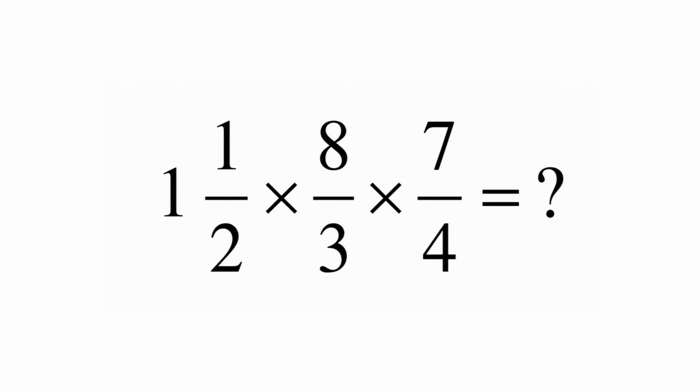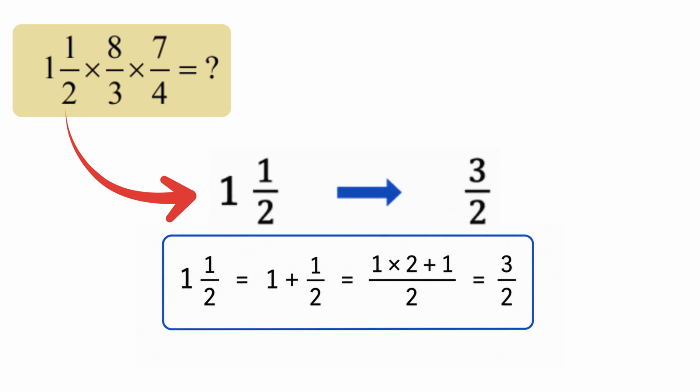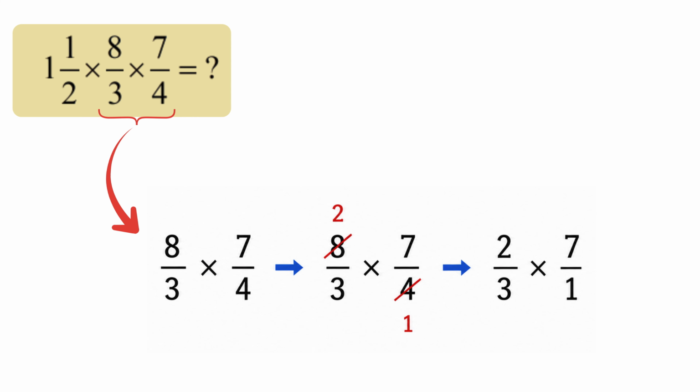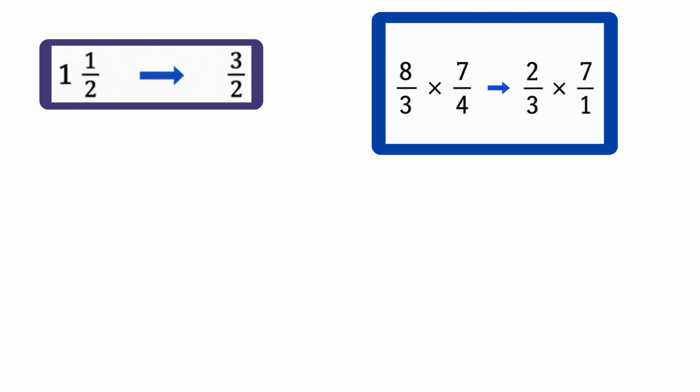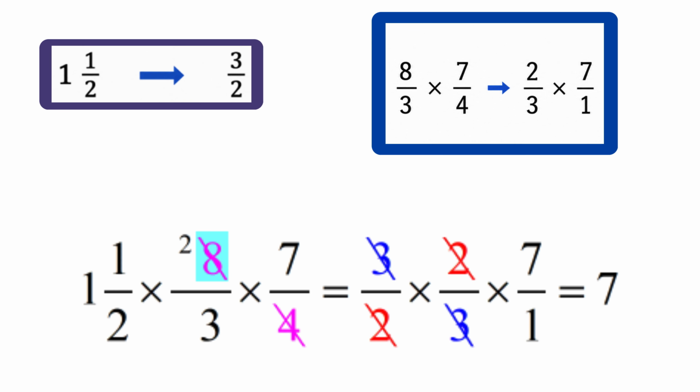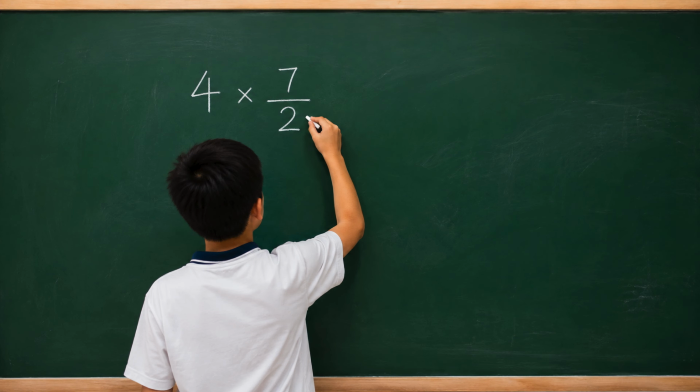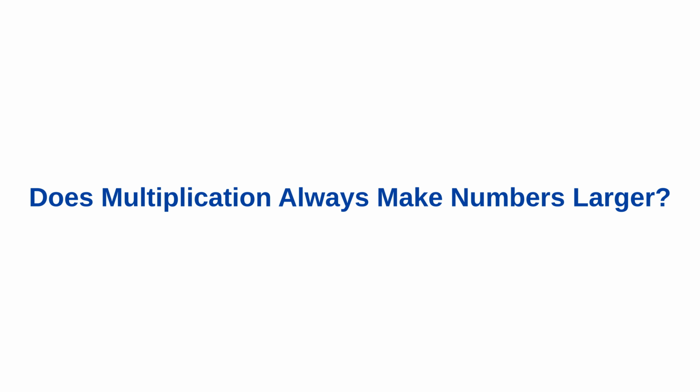As calculations become more sophisticated, we learn to convert mixed fractions into improper fractions and use cancellation to simplify common factors before multiplying. These techniques make calculations more efficient and help us express answers in their lowest form. Along the way, we encounter a surprising discovery. Multiplication does not always make numbers larger.